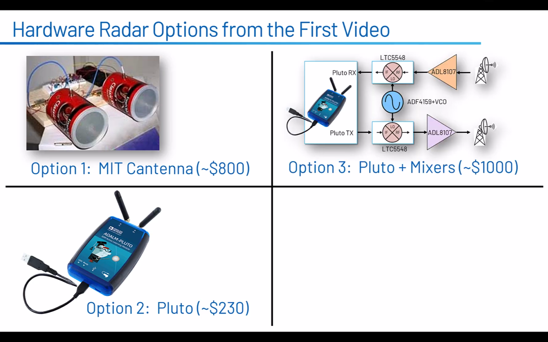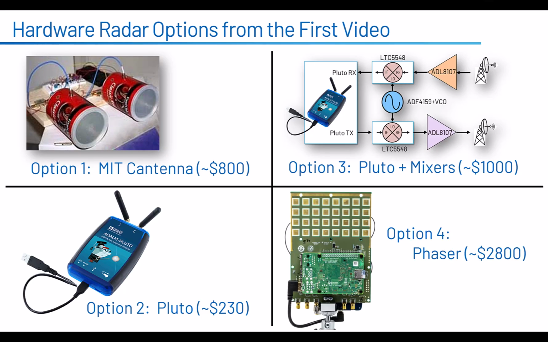Option three added an external LO to facilitate stretch processing. This gives us much greater bandwidth, and the mixers allow us to operate at really whatever frequency that we want. And then finally, option four was the phaser kit, which combines all the features along with phased array beamforming. This is the one that I'll be using in these videos, but you can take all the stuff that we're going to do in this video series and apply it to any one of these other options, just with varying degrees of performance and features.